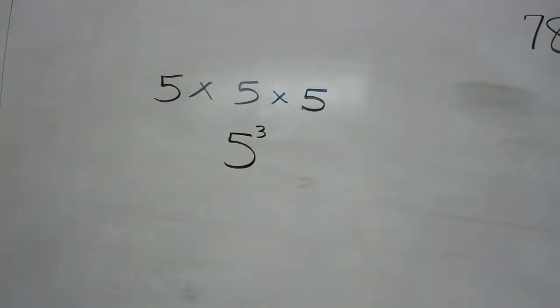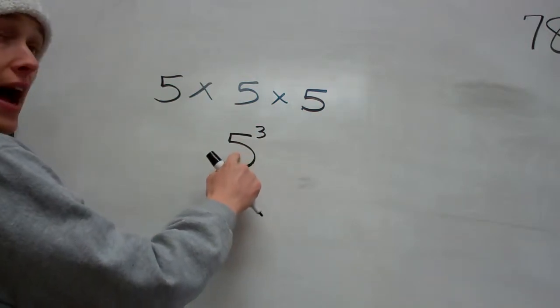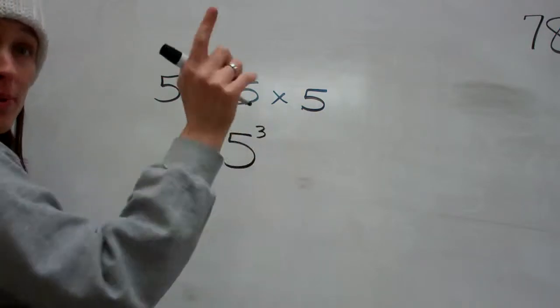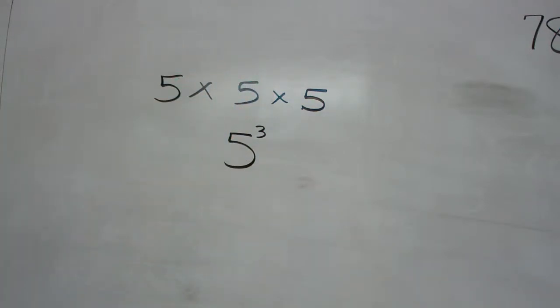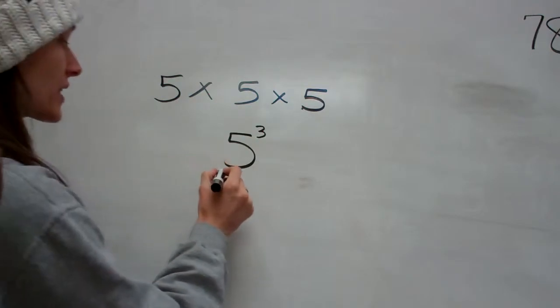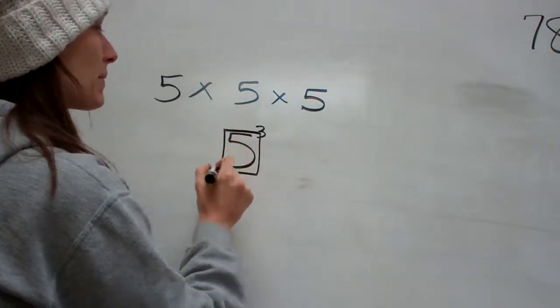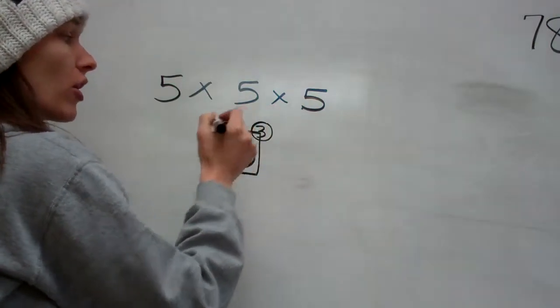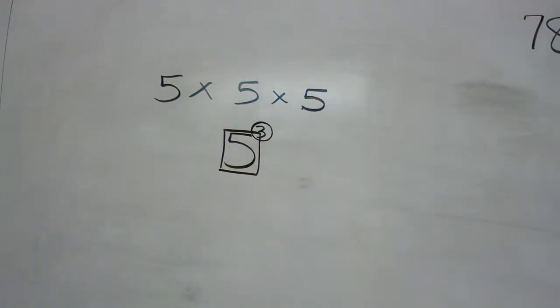Have you ever seen that before? Yes. This says 5 to the 3rd power. That's where you heard the powers. 5 to the 3rd power. This number right here is what they call the base. And this 3 is called the exponent. I learned this last year, but I had a lot of trouble with it.